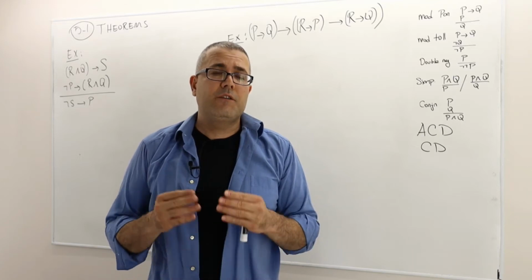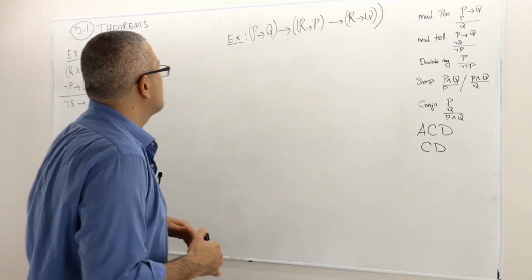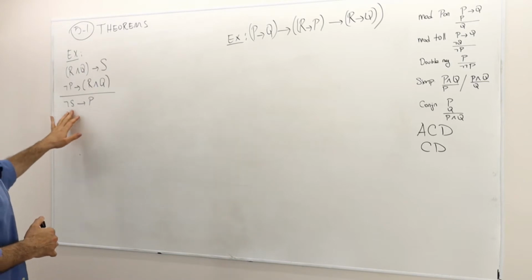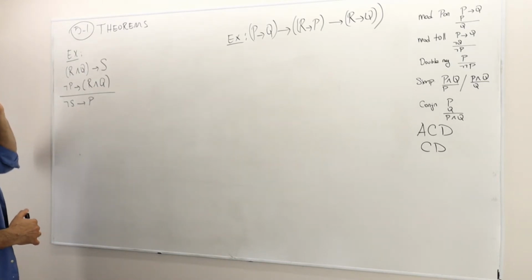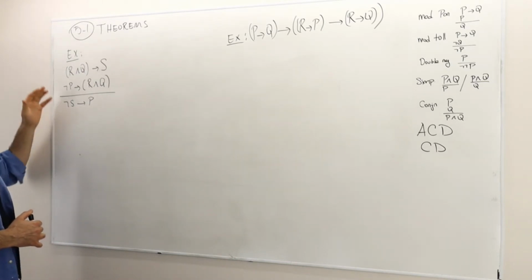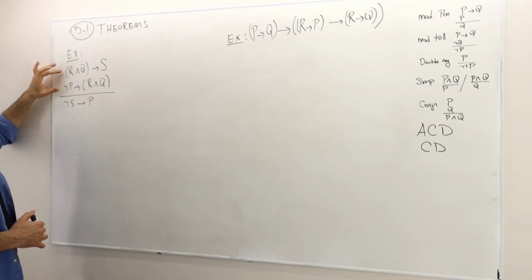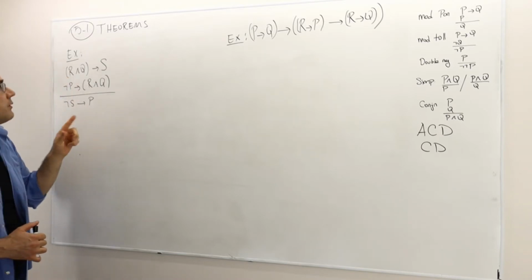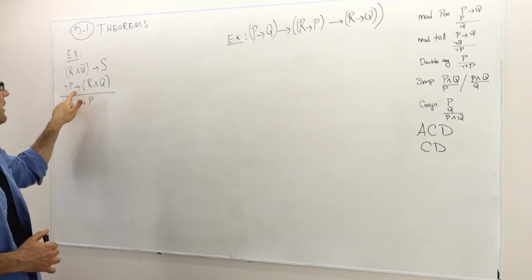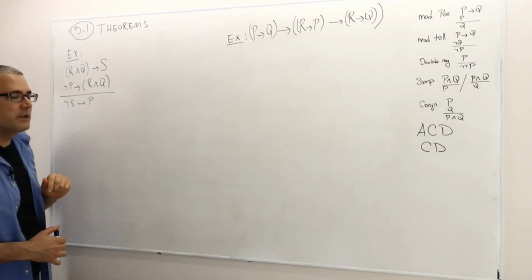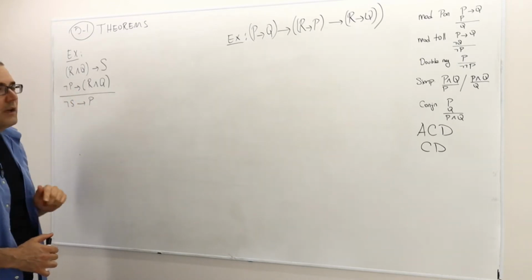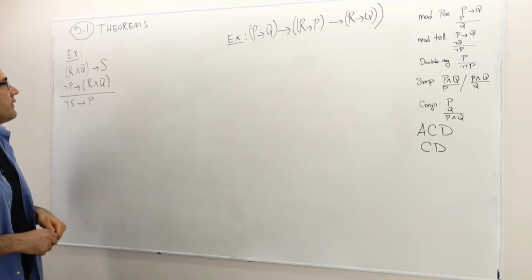Okay guys, so I have two more examples. The first one is asking us to prove the conditional statement. So I have two premises: R and Q implies S. The second premise: not P implies R and Q. And then the conclusion is not S implies P. So prove this. How do we do that?